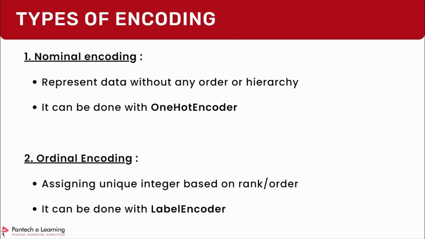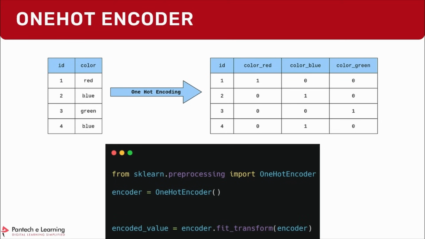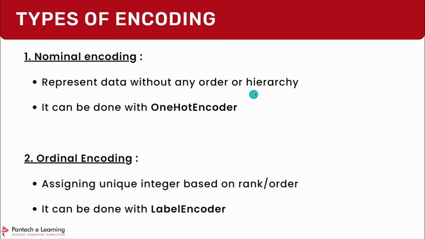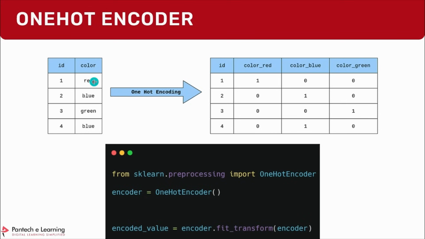Talking about the types of encoding, you have nominal encoding and ordinal encoding. If you represent the data evenly without any order or hierarchy, then it is called nominal encoding, and you can achieve it with the help of one hot encoder. If you go with ordinal encoding, which is assigning a unique integer based on the rank or order, it can also be done with label encoder. These two come from Sklearn. So talking about this one hot encoder, it will assign just ones and zeros, without any order or hierarchy.